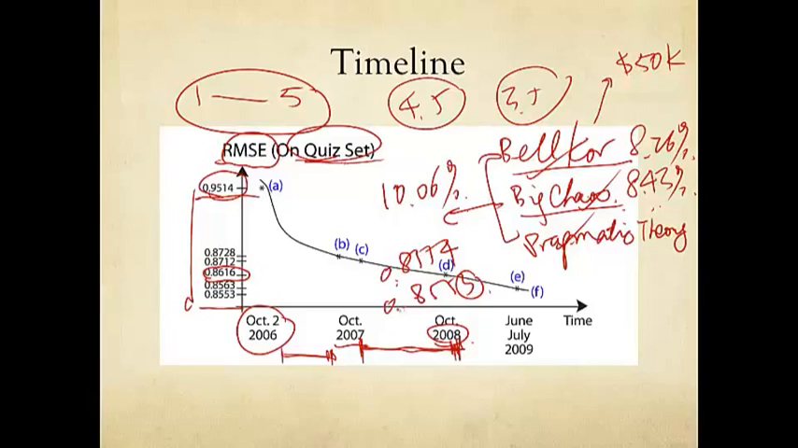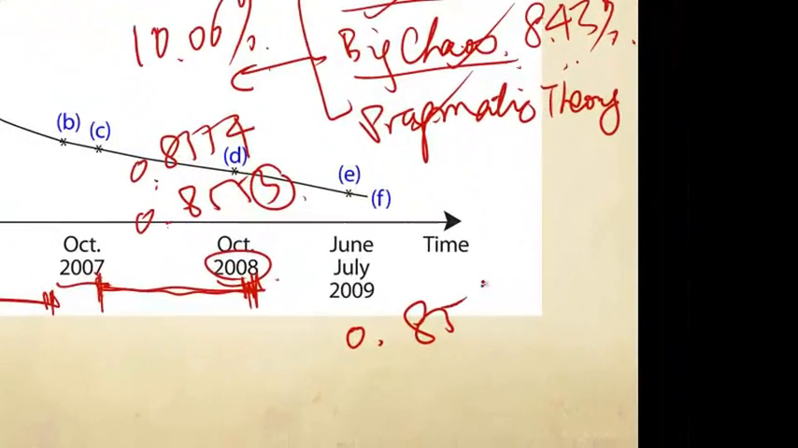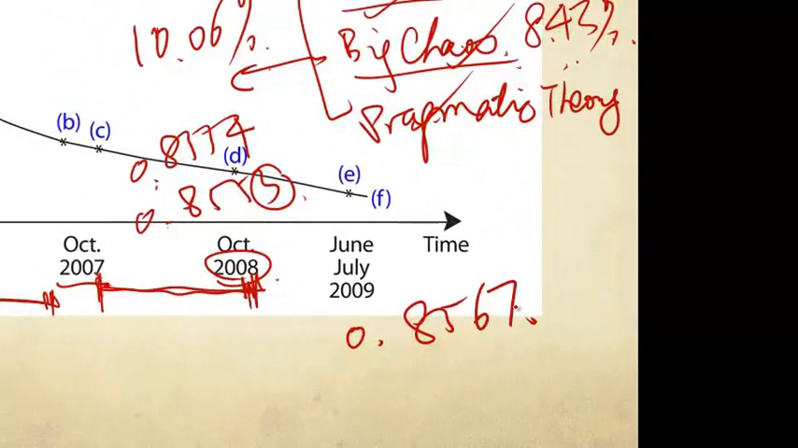And here's the grand finale. Actually, both of them received 0.8567 as the RMSE. The same performance up to the fourth digit. That's the last digit that counts.